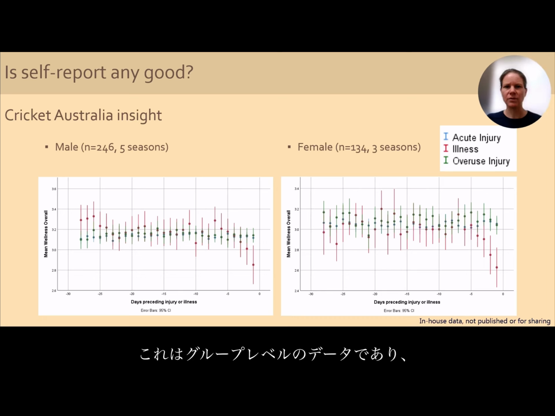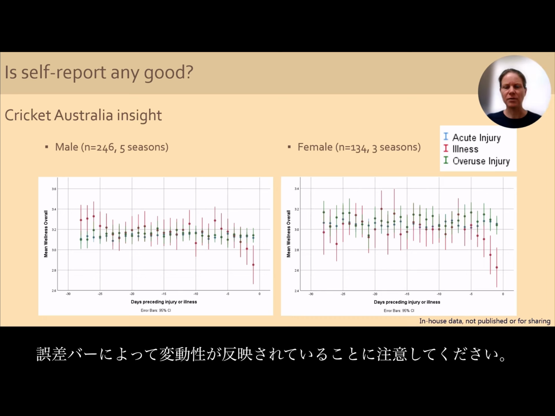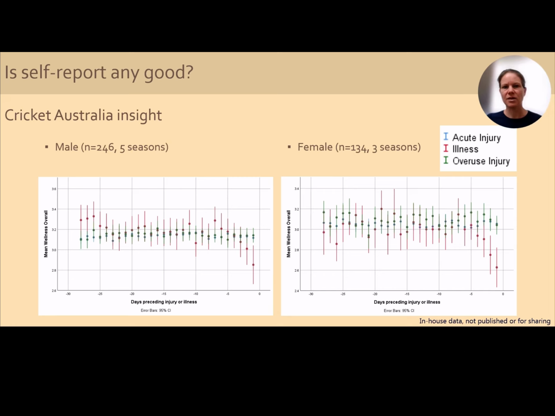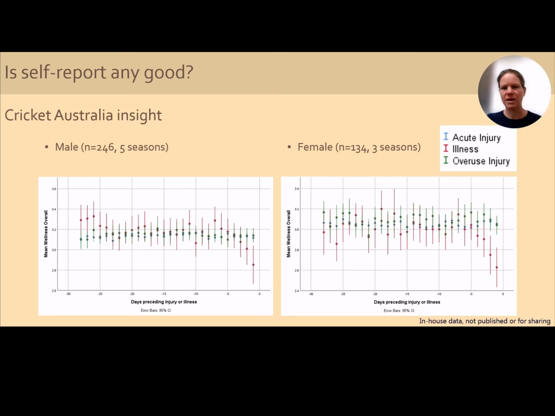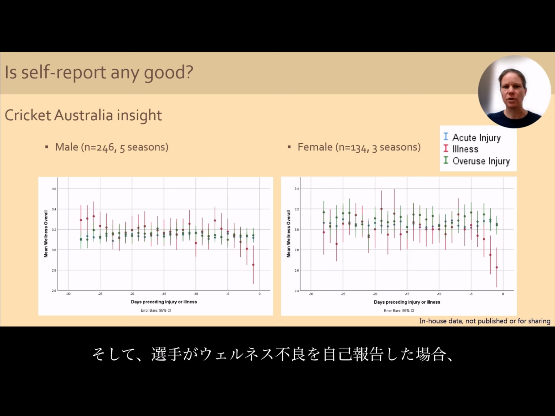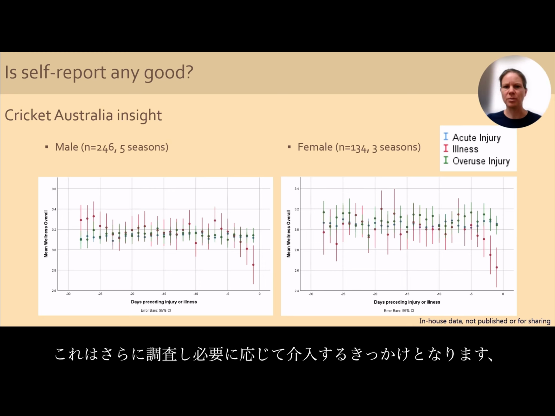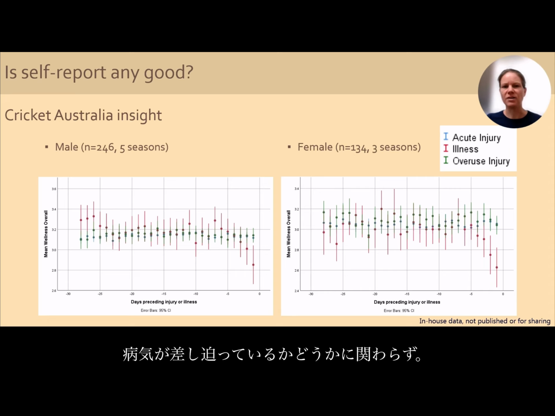Note this is group level data with variability reflected by the error bars. In practice, you'd look at individual level data. And if a player was self-reporting poorer wellness, then this would be a prompt to investigate further and intervene if needed, regardless of whether or not you knew illness was imminent.